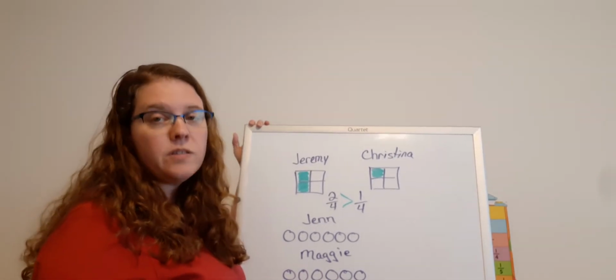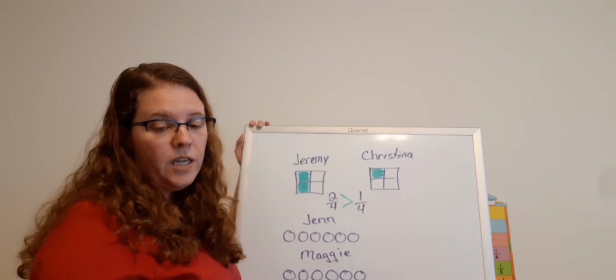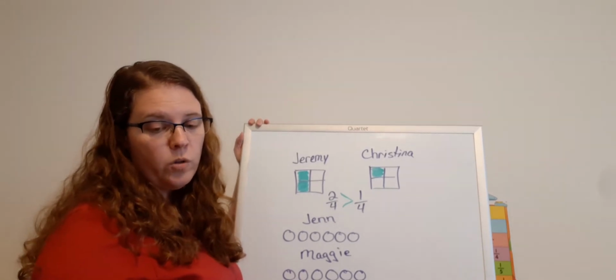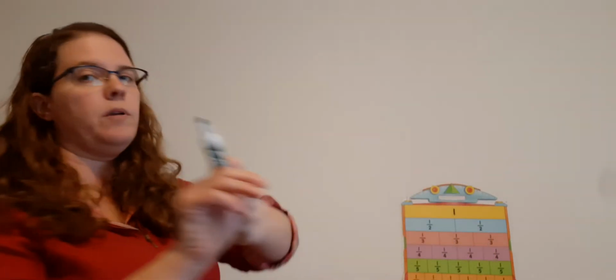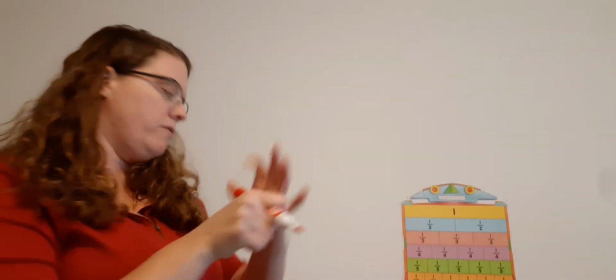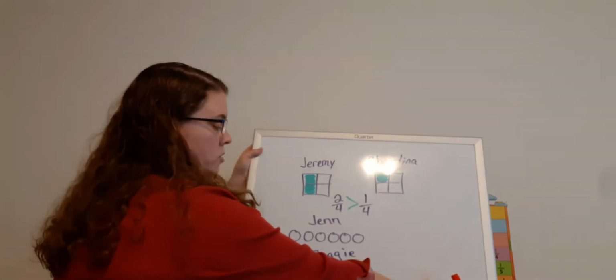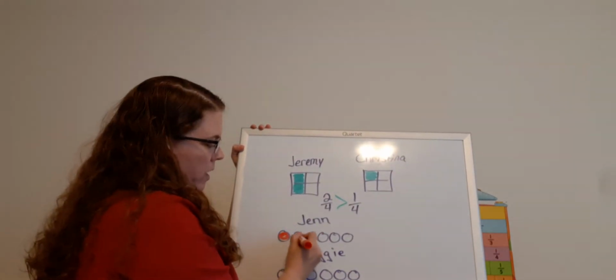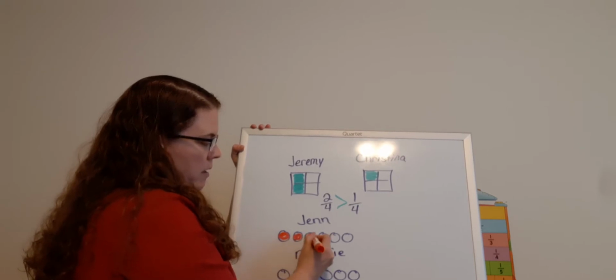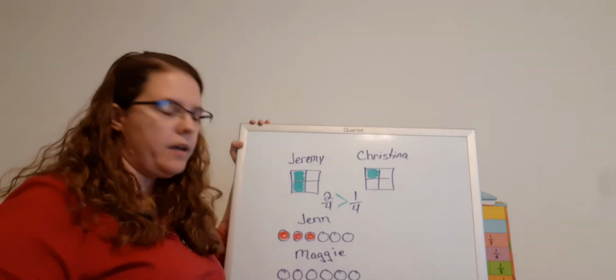Okay, so they each have 6 buttons. Shade 3 of Jen's buttons to show the number of buttons that are red. All right, so go ahead and shade 3. I'm going to get my red marker to show the red. If you don't have red, that's fine. I happen to have red. Okay, so shade 3 of Jen's buttons red, to represent the red.